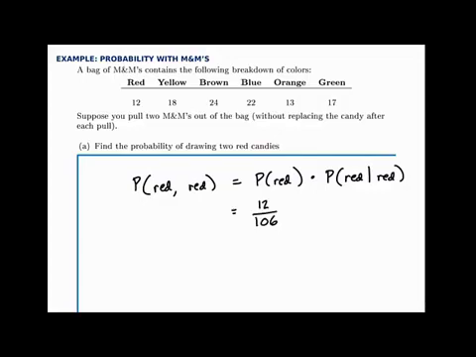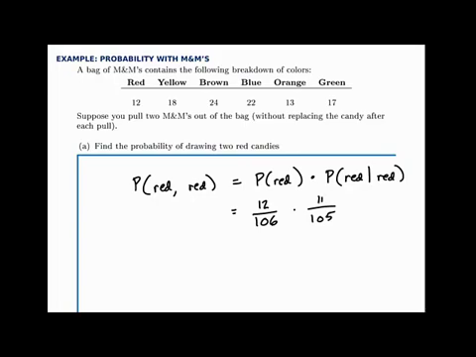Now if we assume that happened, there are a total of 105 candies left, because we're holding one out. And of those 105, only 11 of them are red, if we assume that the first one was red. In other words, if we assume the first half of our experiment was successful, there's only 11 red candies left.